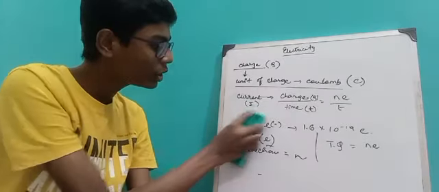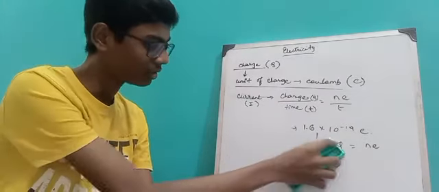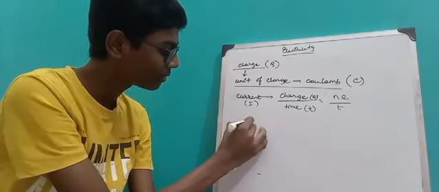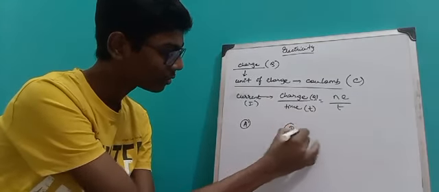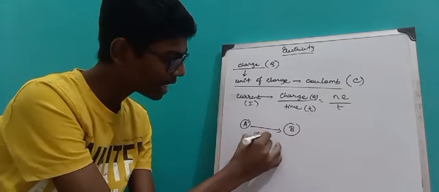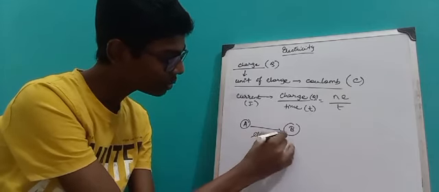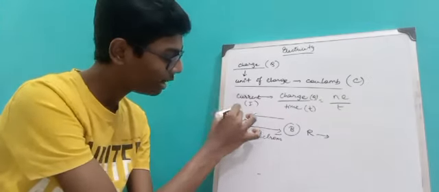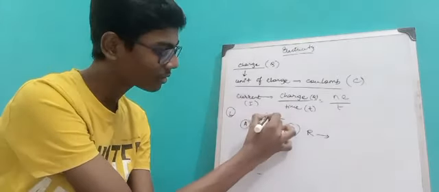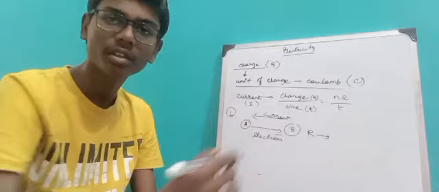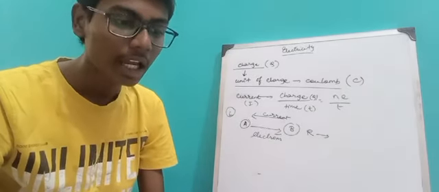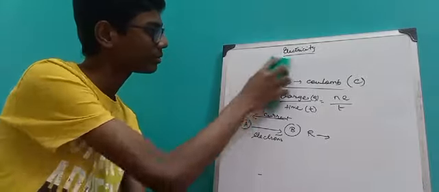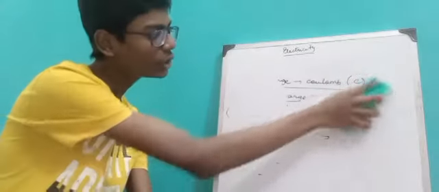Now coming to the conventional flow of current. Suppose there are two bodies, A and B. Electrons are flowing in this direction, rightwards. Then current will flow in the opposite direction, leftwards. This was the conventional flow of current.